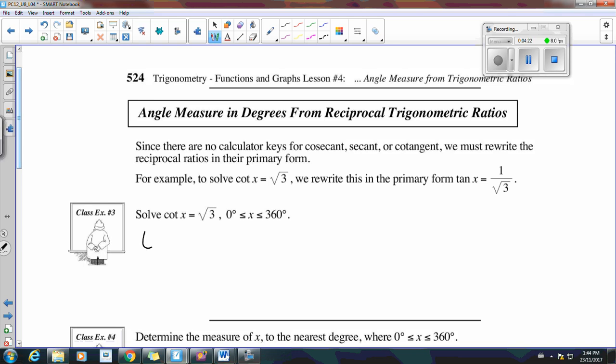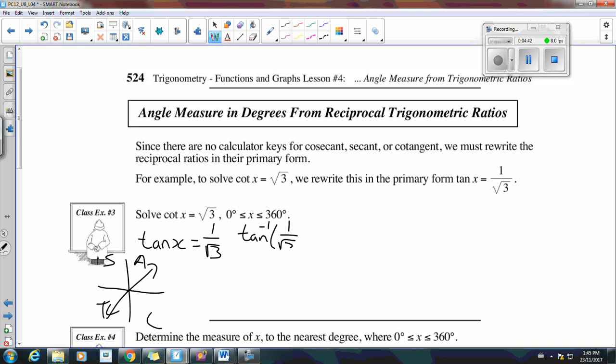So what we're really trying to solve here is tan of x equals 1 over root 3. Well, where is tangent positive? Tangent is positive here and here. So we must be in quadrant 1 or 3. We then find our reference angle by going to our calculator and typing in tan inverse of 1 over root 3. This tells us our reference angle is 30 degrees. So this must be 30 degrees, and this must be 30 degrees.